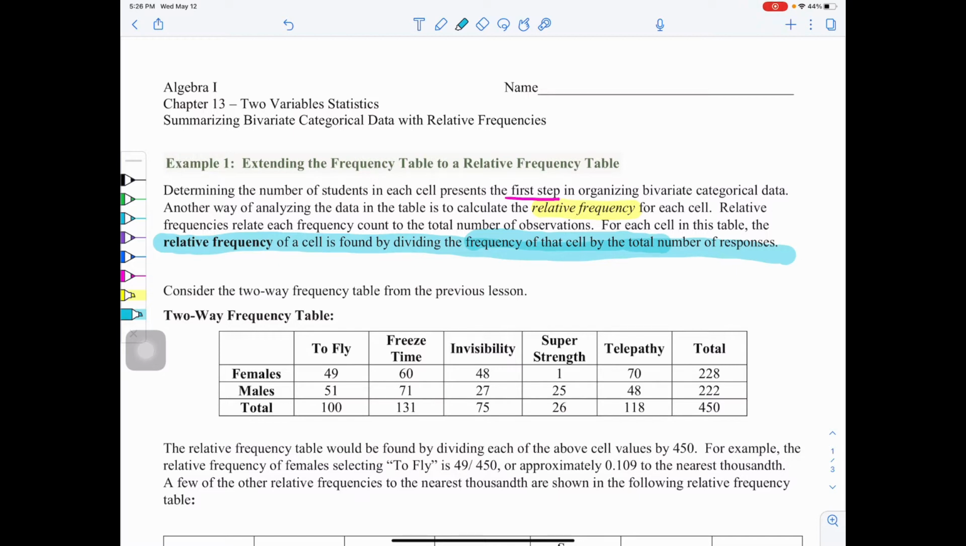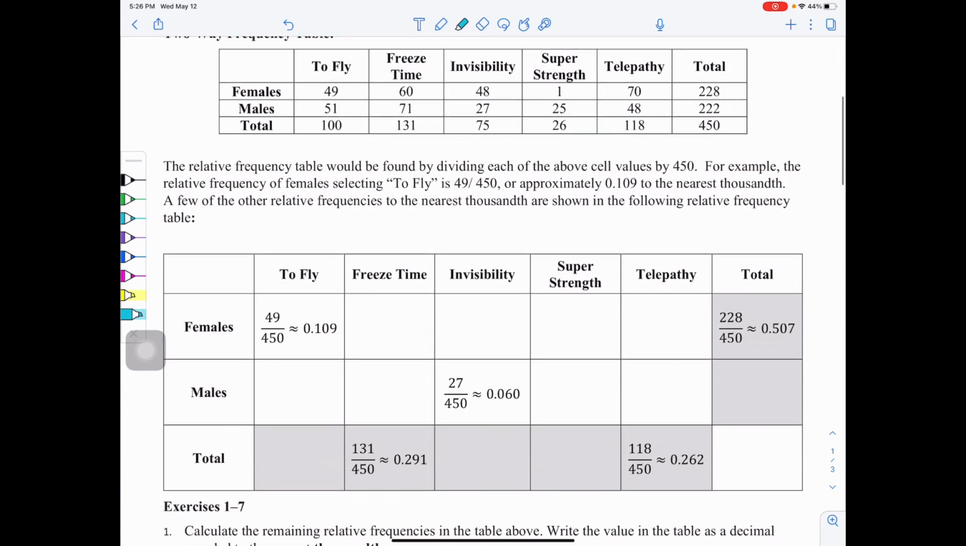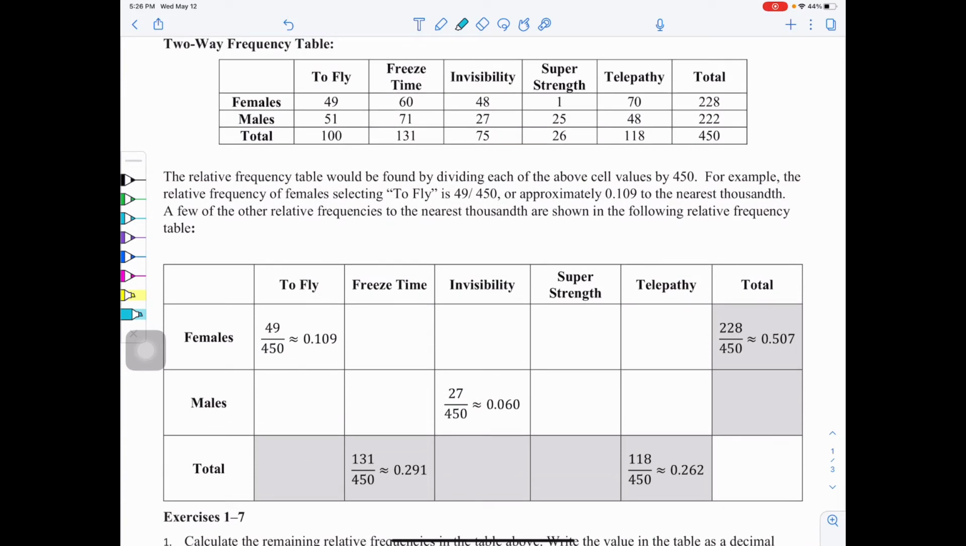So consider the two-way frequency table from the previous lesson. That would be the one with gender and superpower. This was the two-way frequency table that we created last time. All the numbers have been filled in for you. The relative frequency table would be found by dividing each of the above cell values by 450. So for example, the relative frequency of females selecting to fly. So that would be right here, 49, is going to be compared to the total of all totals, which is this number, 450.